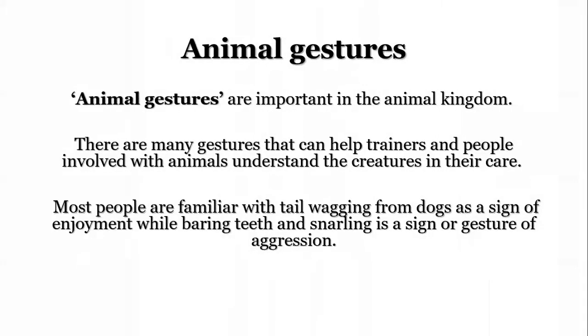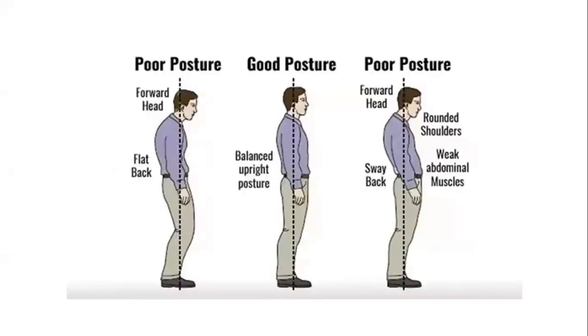There's something called animal gestures. Animal gestures are important in the animal kingdom. There are many gestures that help trainers and people involved with animals understand the creatures in their care. So that's how deep body language can be. Everybody has a pattern. Animals have a pattern from the way they use their body. Most people are familiar with tail wagging from dogs as a sign of enjoyment, while baring teeth and snarling is a gesture of aggression. In the same vein, human beings have patterns, things they do regularly that can help you determine how they are feeling at the moment.